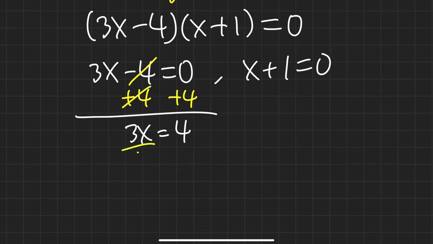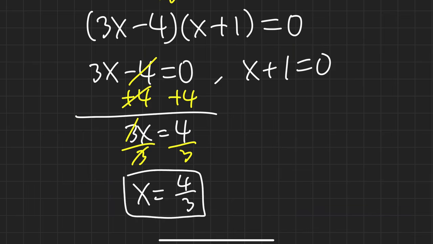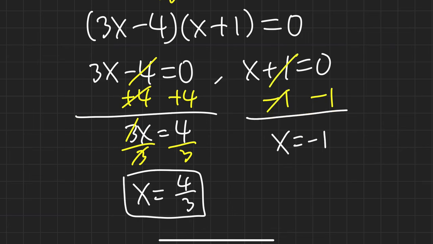And then divide the 3 to both sides. So the first answer, x is equal to 4 over 3. And for the second one, just subtract 1 to both sides. They cancel, and we get x is equal to negative 1. And then we're done.